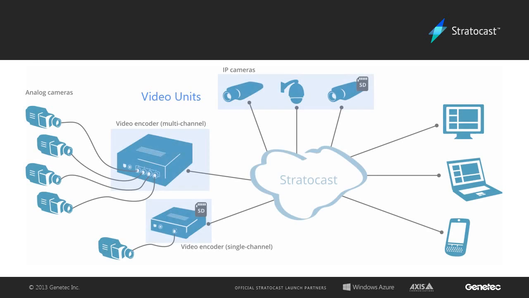Adding video units to Stratocast. Before attempting to add a video unit to the Stratocast system, there are a few things to verify. A video unit can be an IP video camera or can be a video encoder which can support one or more analog video cameras.